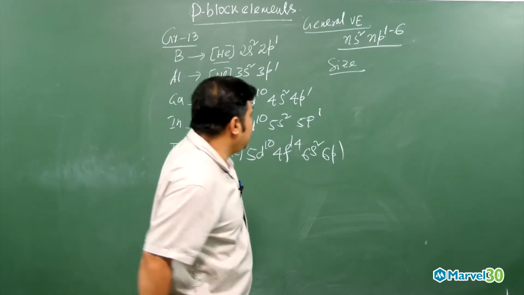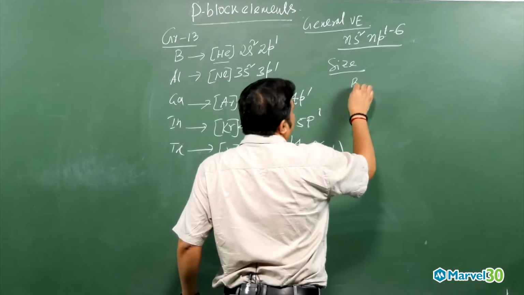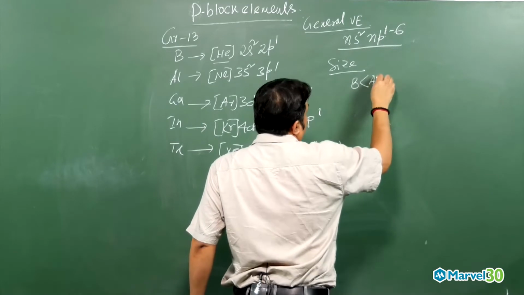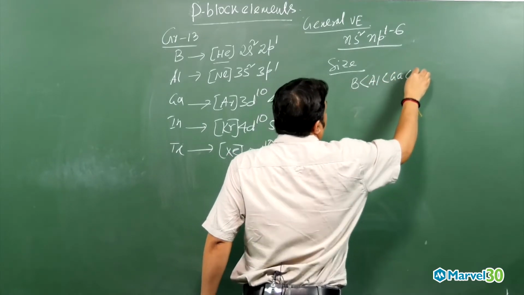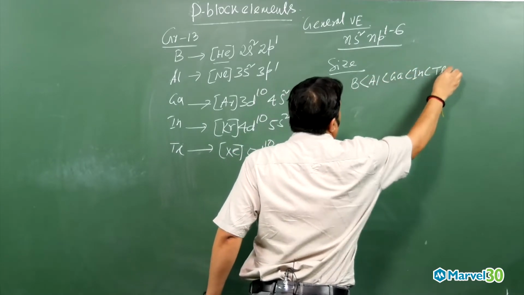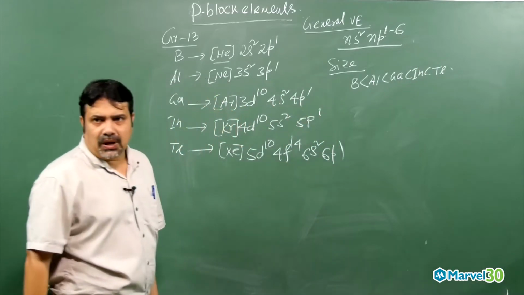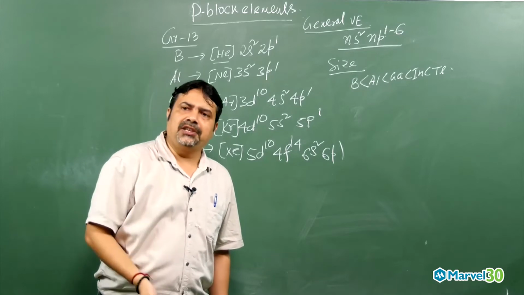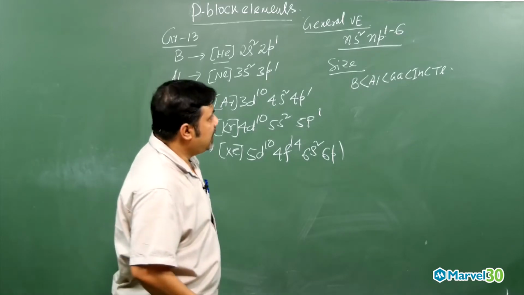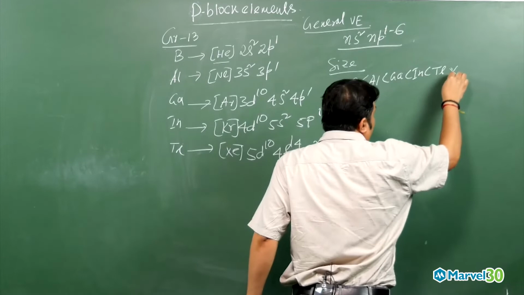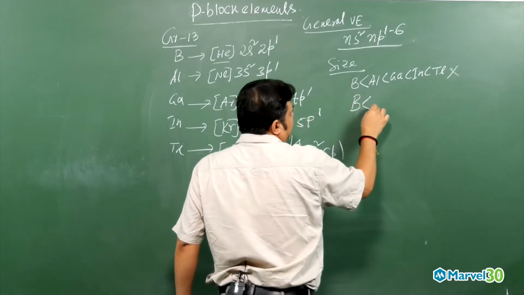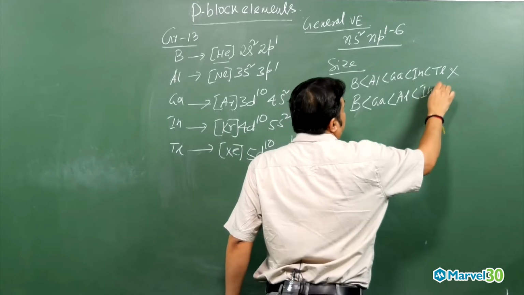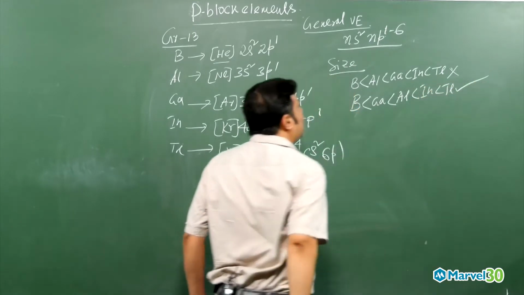But in this case, what will happen? You look at boron, the order according to our logic will be boron, aluminium, gallium, indium, thallium. As the number of shells increases, the size will increase. But here this is not the actual order. There is one exception. Gallium has a lower size than aluminium. Then indium and thallium. This will be the actual order.